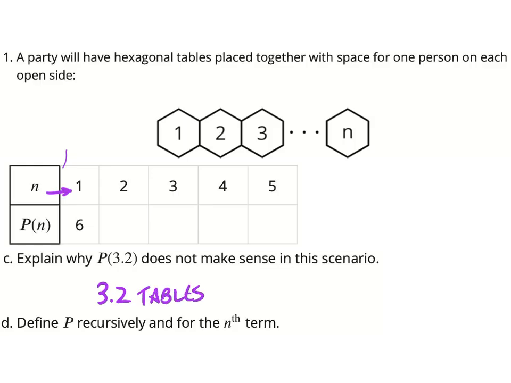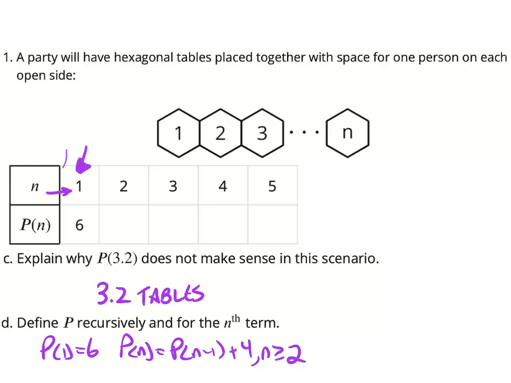And now we need a recursive definition and an explicit definition. So this starts at 1. So watch our definition. It does not start at 0. So P of 1 equals 6. P of n is our previous term plus 4 for n greater than or equal to 2. Okay, we're good with recursive definition.